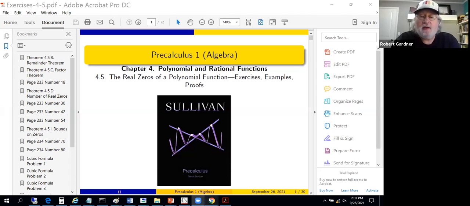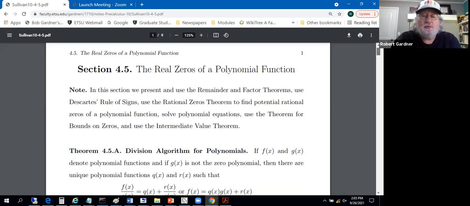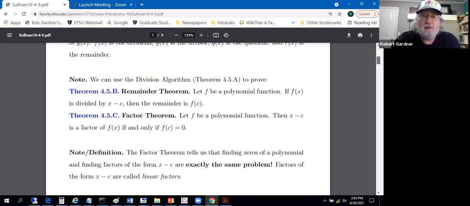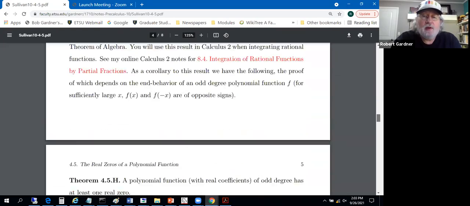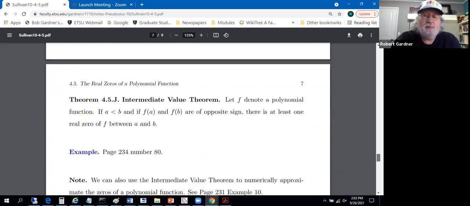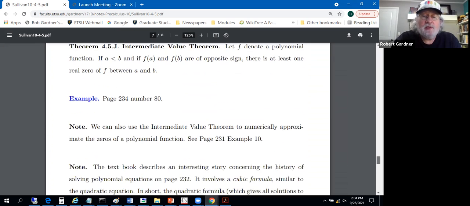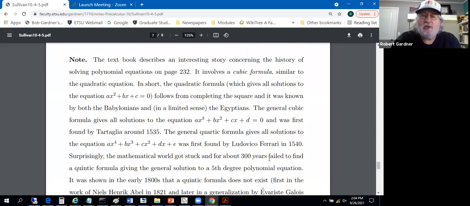All right, let's finish section 4.5. The real zeros of a polynomial function. And we had gone through our division algorithm, factor theorem was an important thing. And the last thing we covered in the video was the intermediate value theorem. So let's pick up after that with the idea of solving a cubic equation.